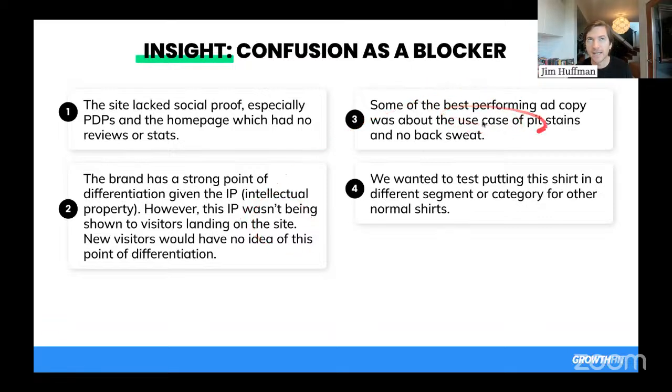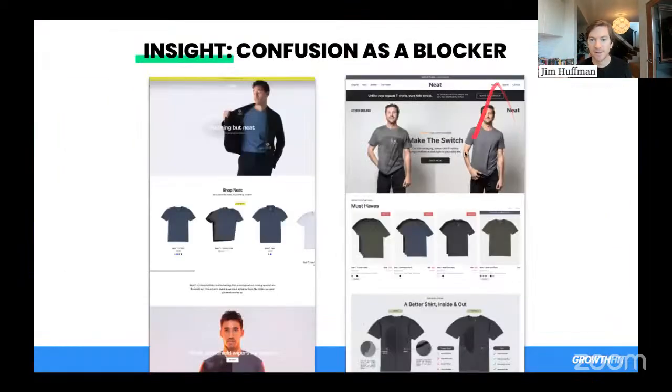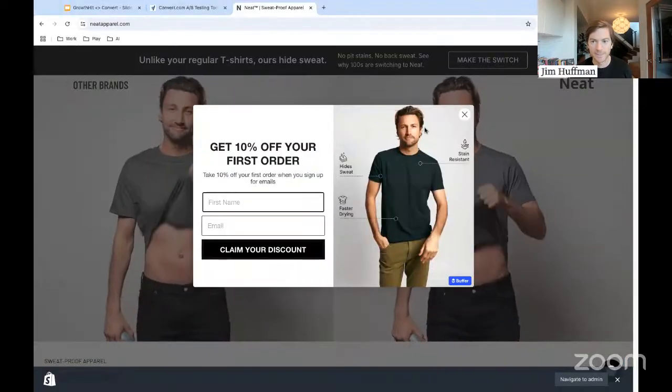The other insight we got is that the best performing ad copy hit on those use cases of pit stains and back sweat. So if I accomplish anything on this homepage within 15 seconds, I want you to not be confused on why this is different. Let me show you, and I'll go to the actual website.